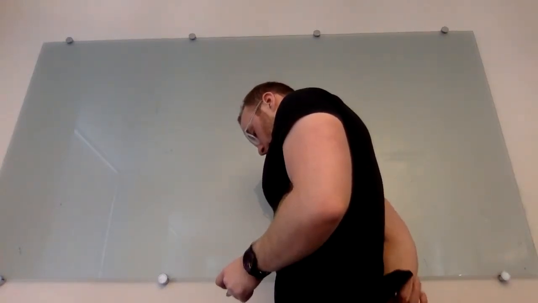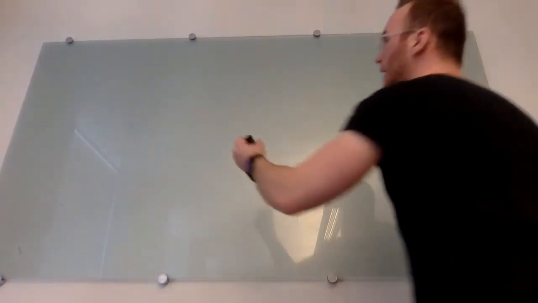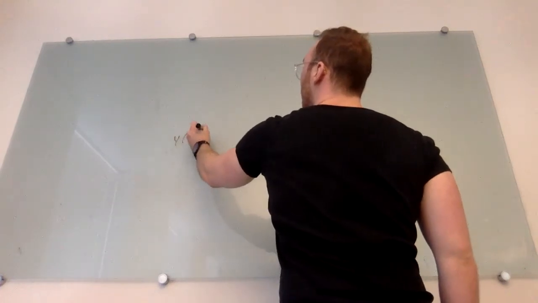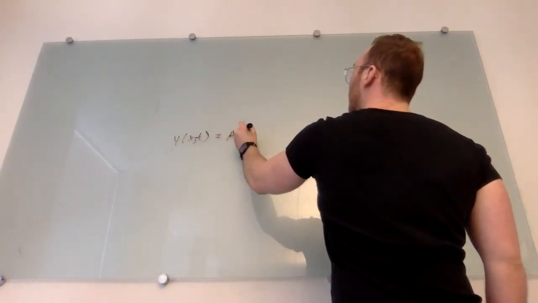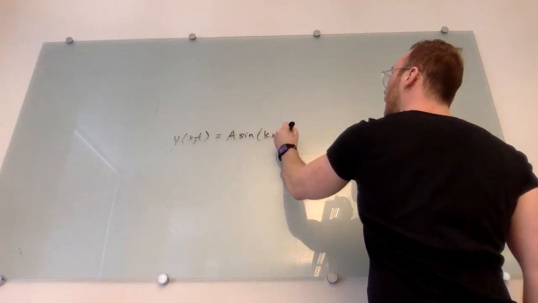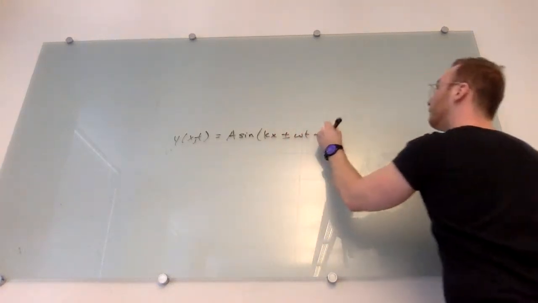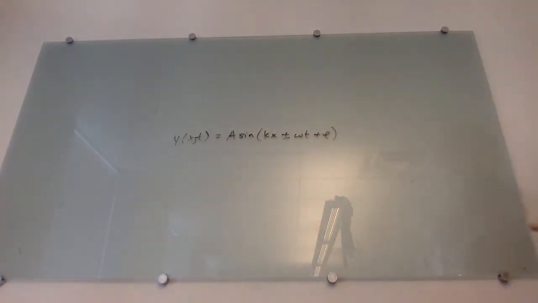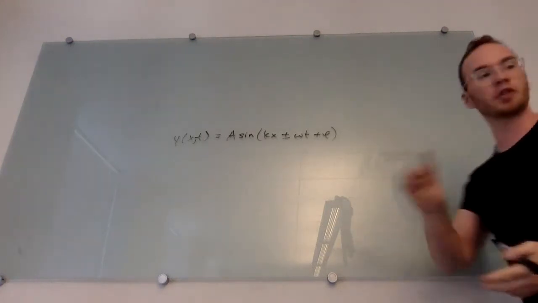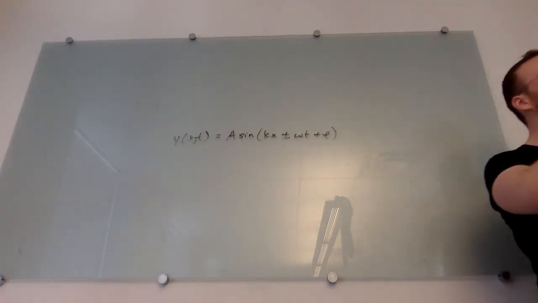So, what was I going to say about this one? Right. They give you y of x and t as a sine of kx minus omega t plus phi. I'm really sick of waves already. So that was the thing I said before we started.